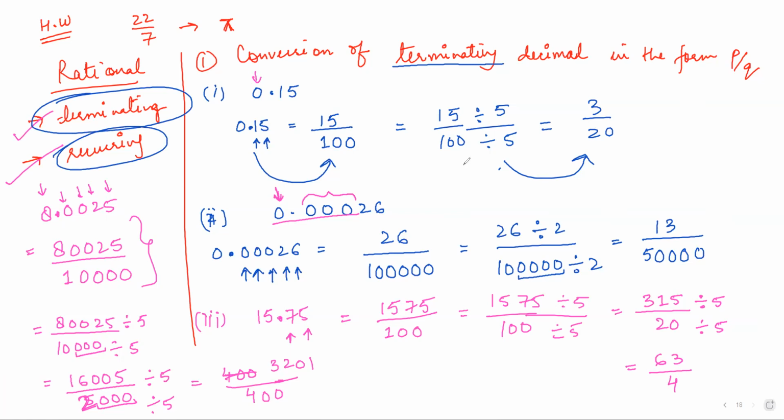So I'm giving you some homework. Adil, please note down the homework. Minus of 25.66875, right? You have to convert it in the form of P by Q. Obviously, it's a terminating decimal, you can see. So bring it in the form of P by Q.